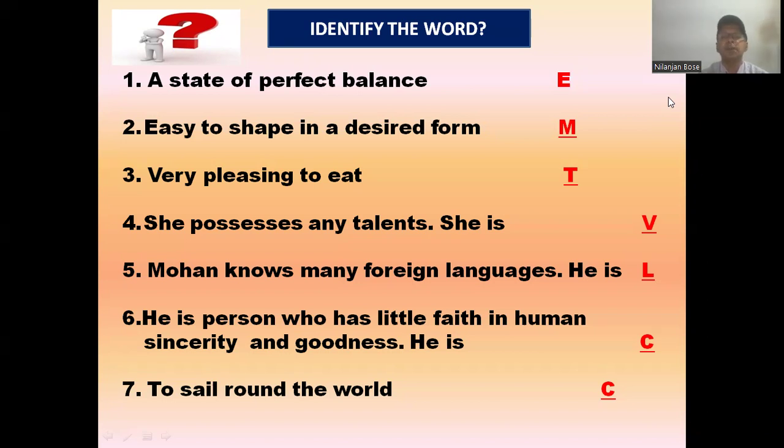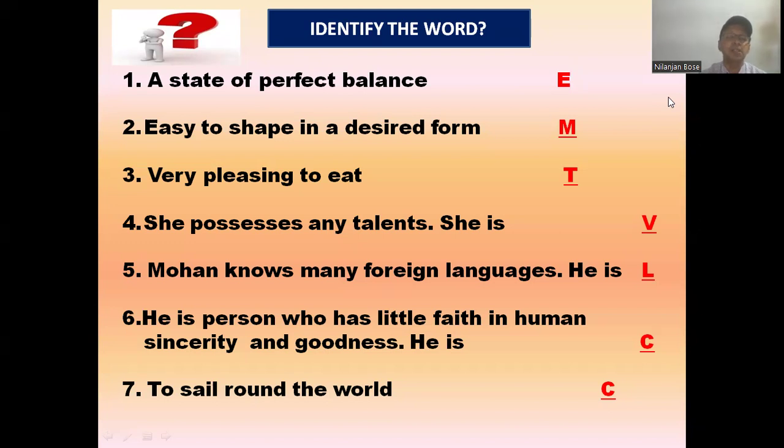She possesses many talents, right? When someone possesses a lot of talent, what is she known as? She is known as versatile. Of course, it should be versatile because the first letter is V. Now let us move to question number 5. Mohan knows many foreign languages. He is a linguist. The person who knows many foreign languages is known as a linguist. As the initial letter is L, then definitely the correct answer will be linguist. No issue with that, right?